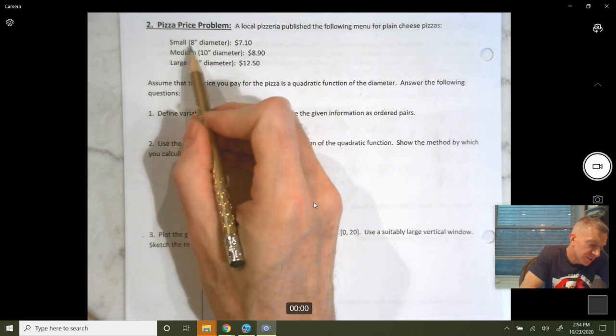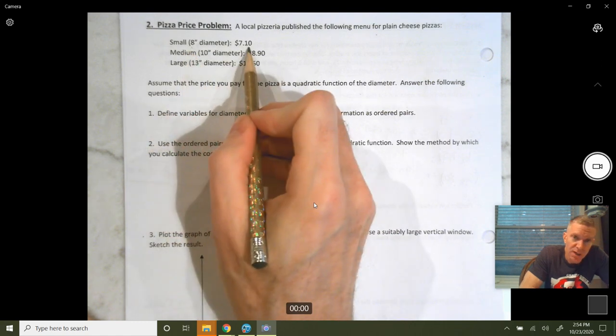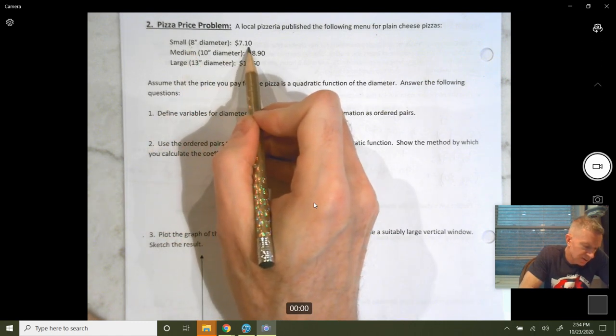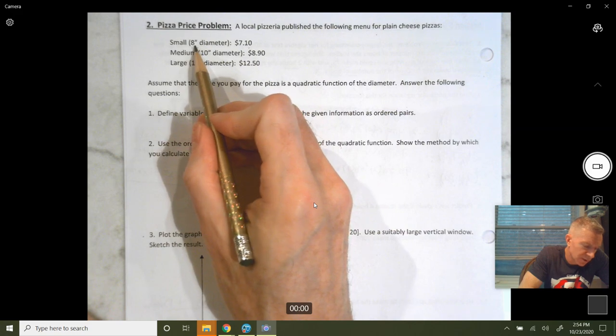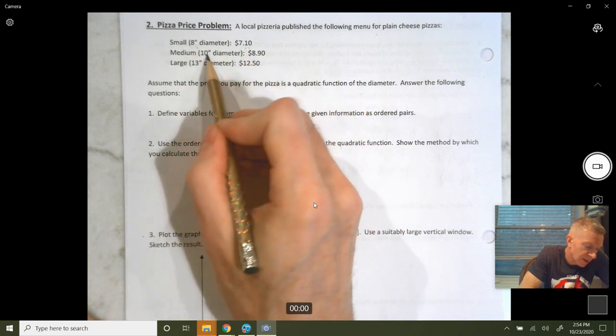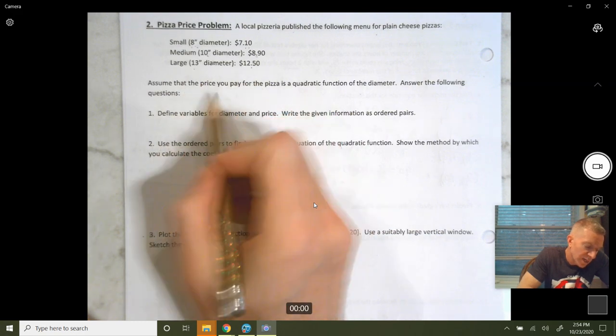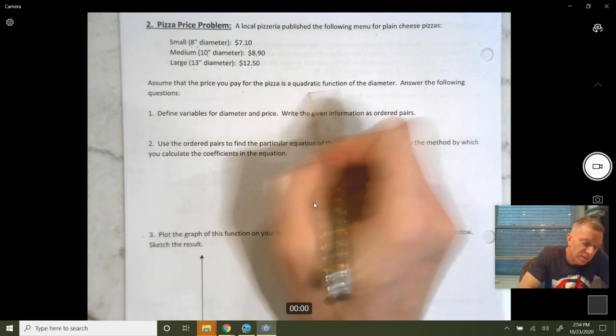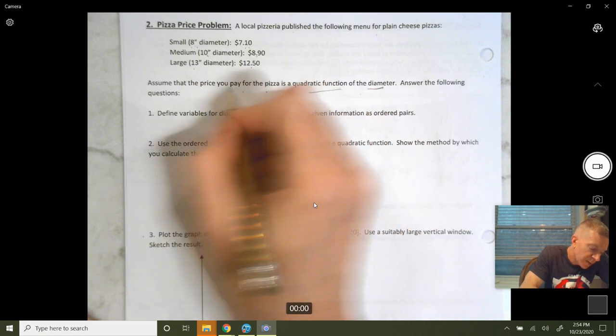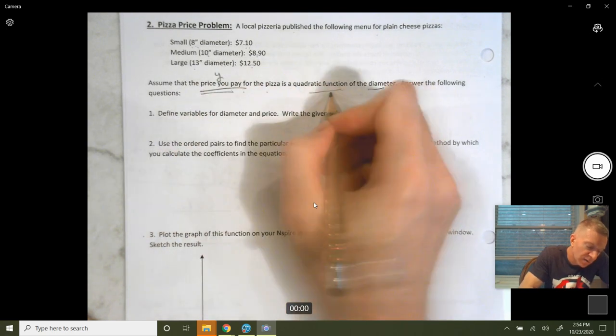Small pizza, 8 inches in diameter, is $7.10. That's like a small pizza, but that's still a really cheap price. 10-inch in diameter, $8.90. 13-inch in diameter, $12.50. Assume that the price you pay is a quadratic function of the diameter. So the price you pay, y, is a function of x.